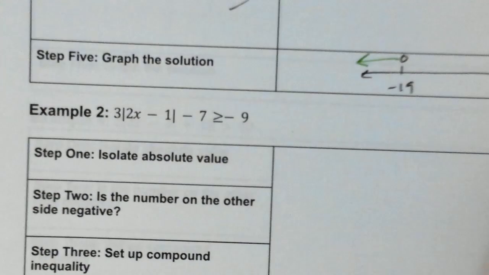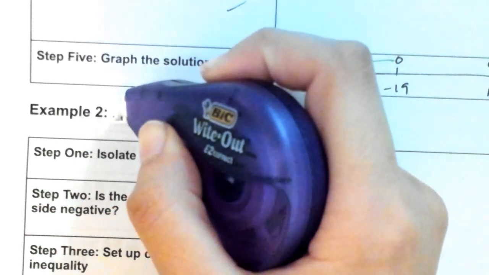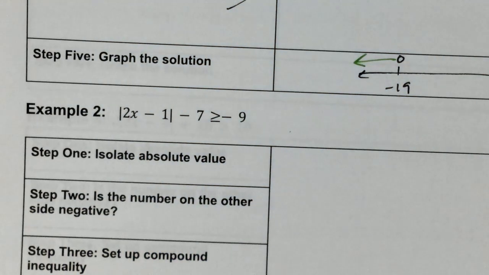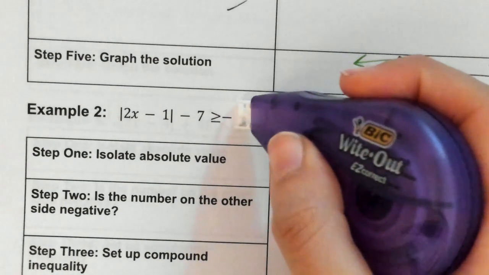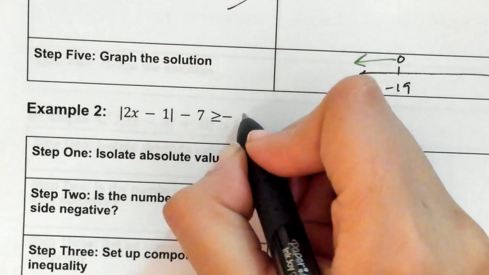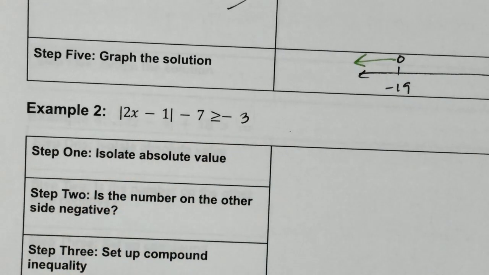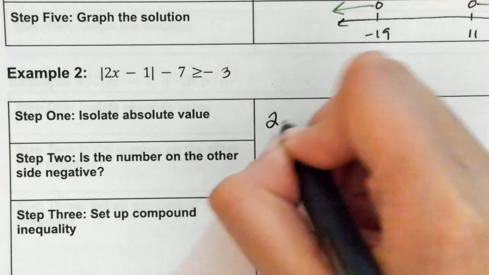There is a typo in number 3. Whoops, my bad. That 3 in front of the absolute value used to be gone, like it was never there. And that negative 9, my bad, is actually a negative 3. So please change that before we start the problem. Otherwise, you'll be confused. I'm going to rewrite the new problem.